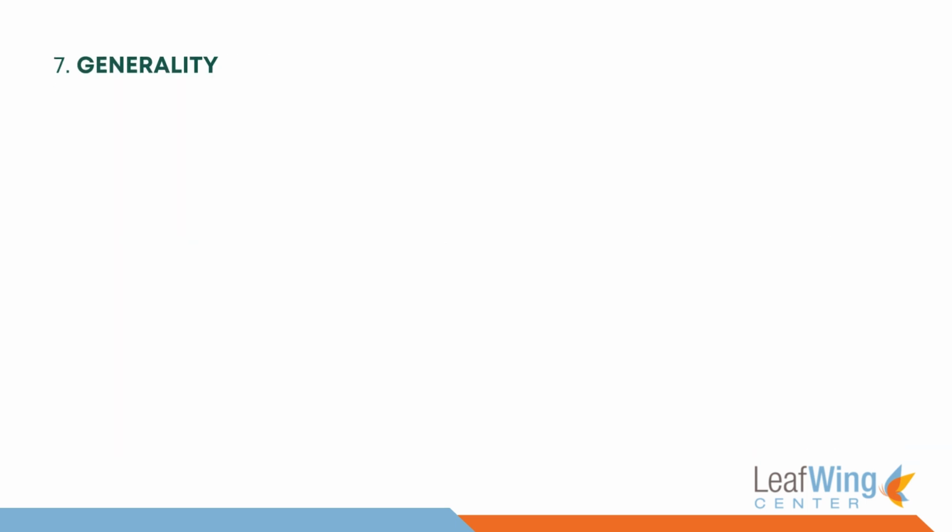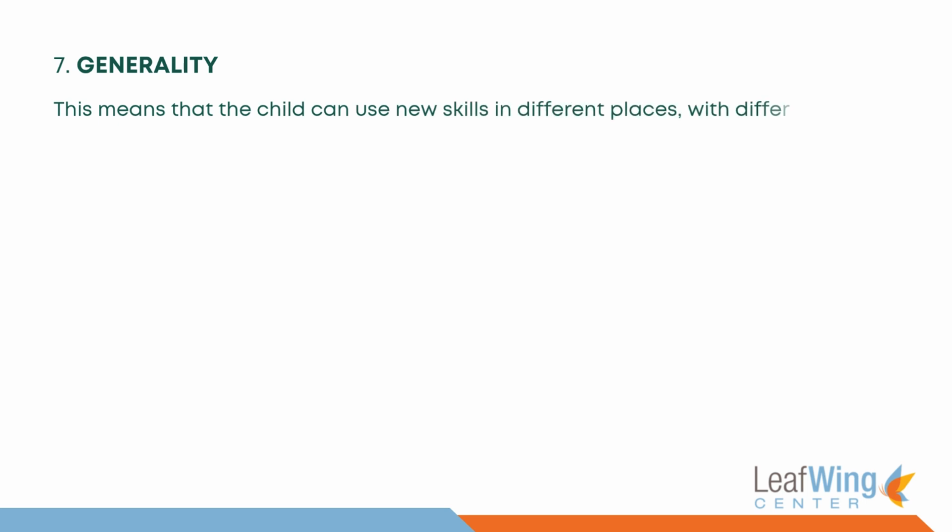7th, generality. This means that the child can use new skills in different places, with different people, and at different times. For example, if a child learns to say hello at school, we also want them to say hello at home, at the park, or at the store. Good ABA programs teach skills that last and work in real life.